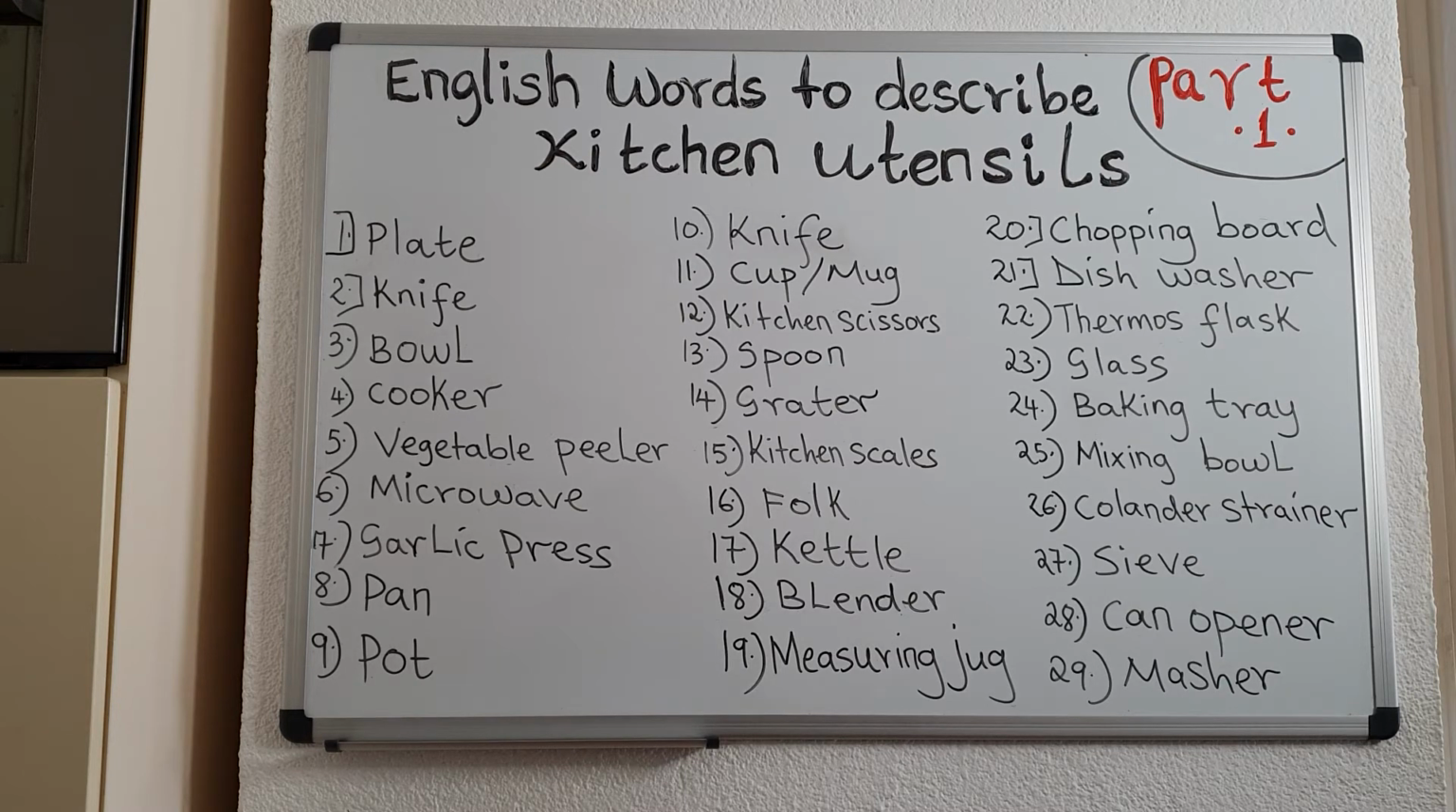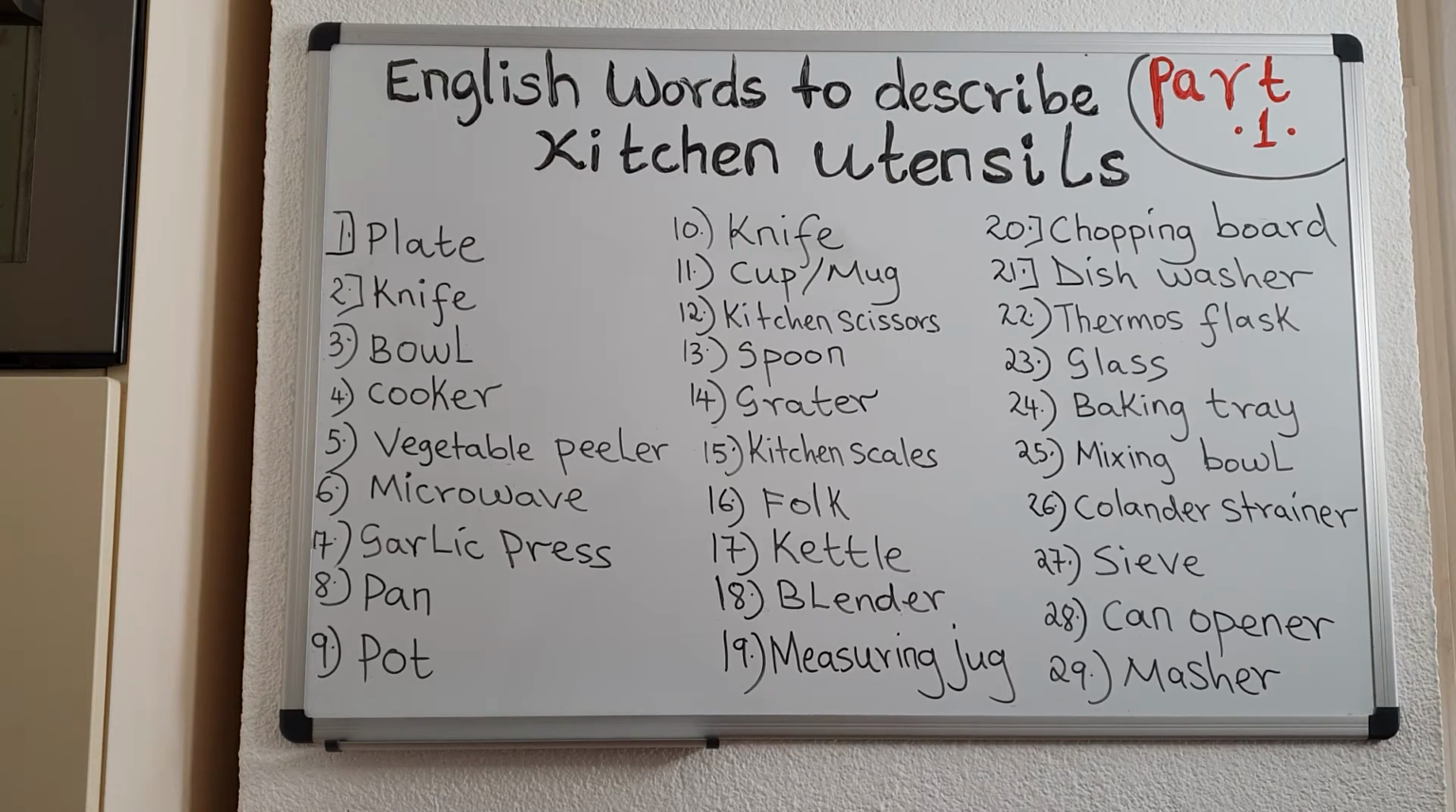So a pan is a container that is made of silver. It is flat and it has a handle. Okay, it has a handle, and we use it mainly to fry things.